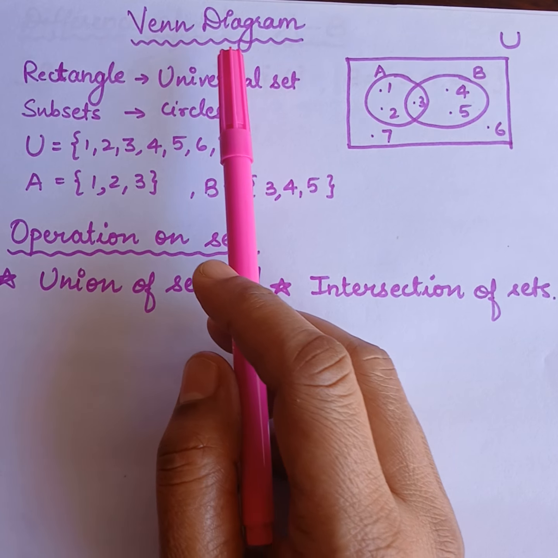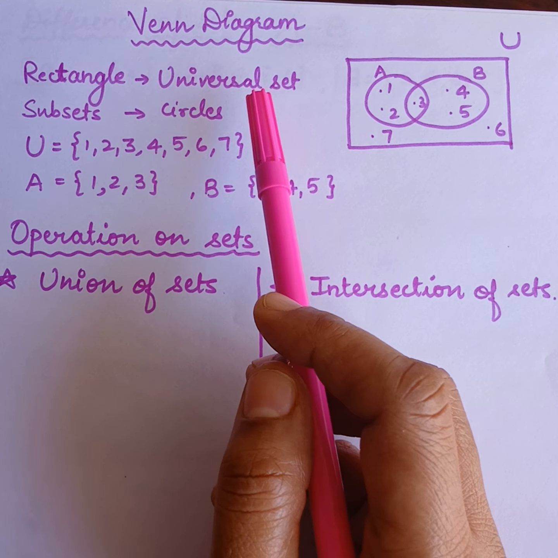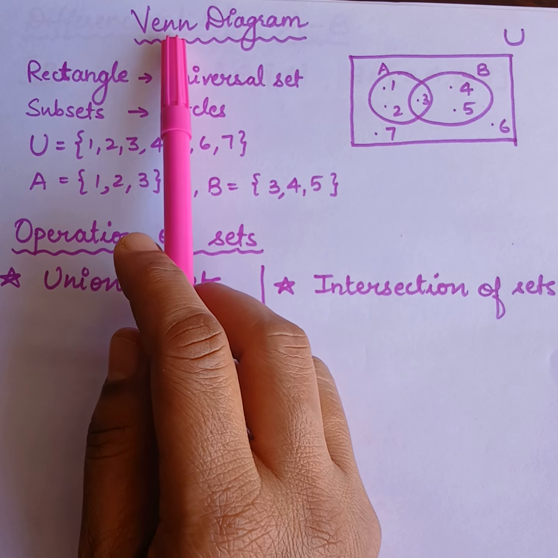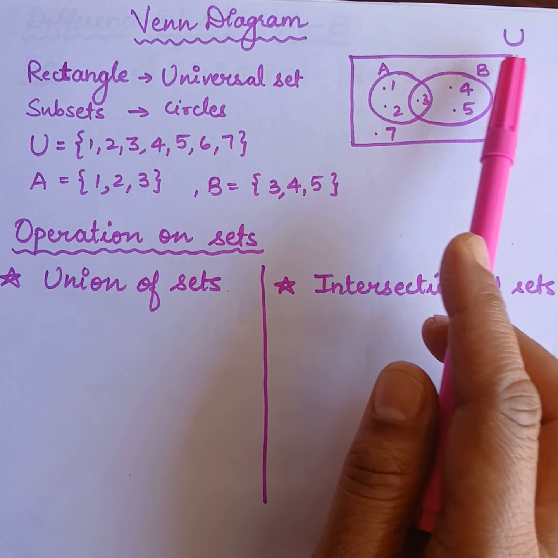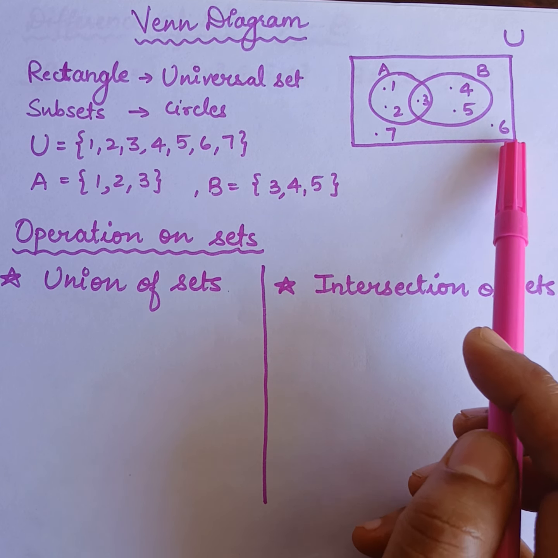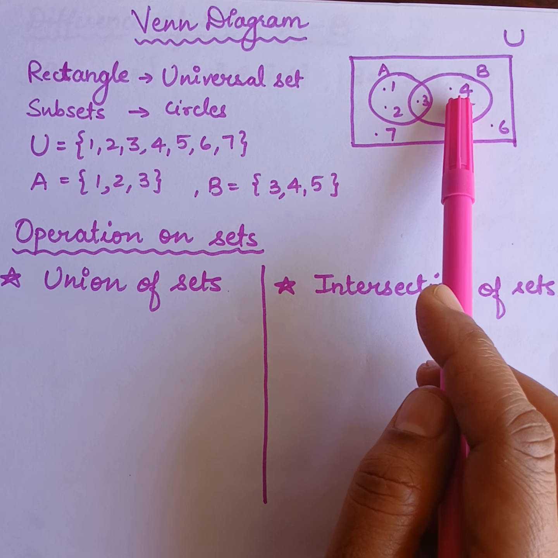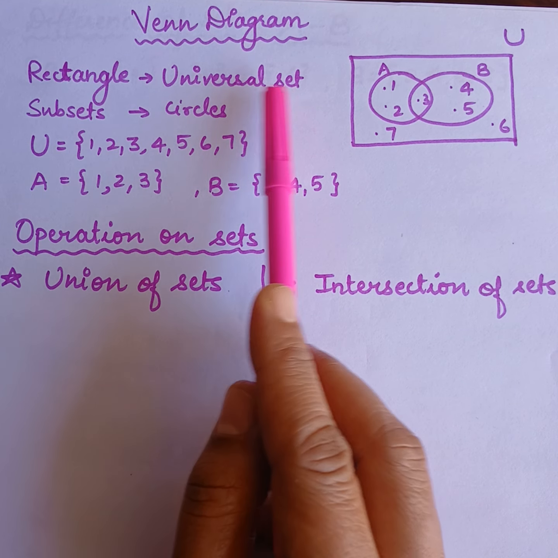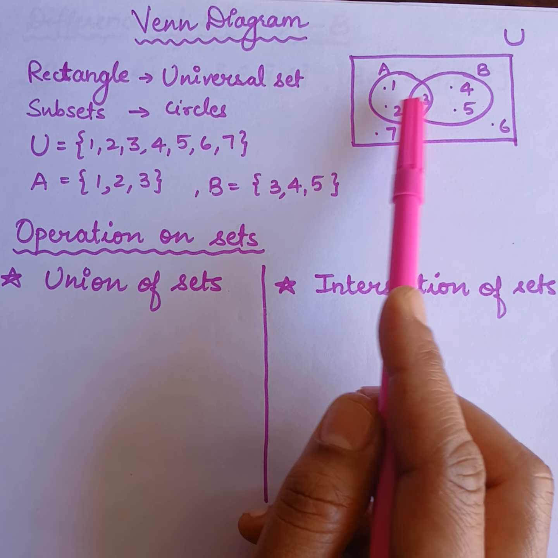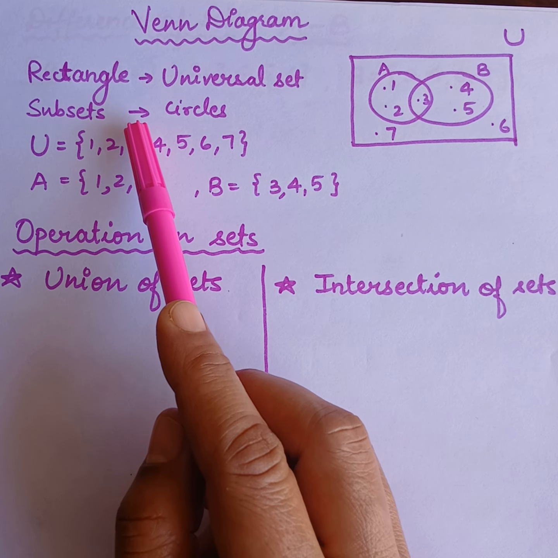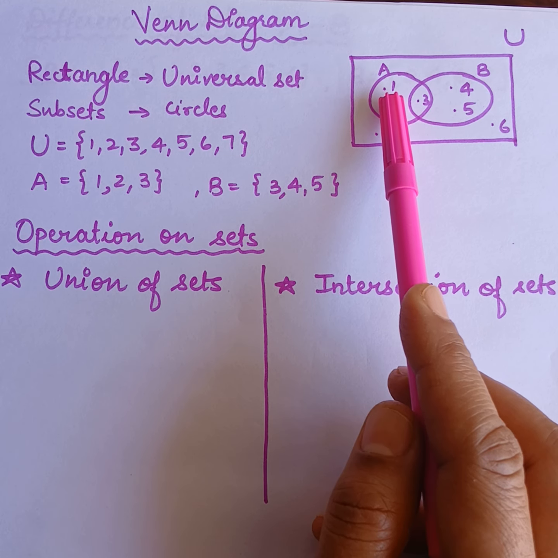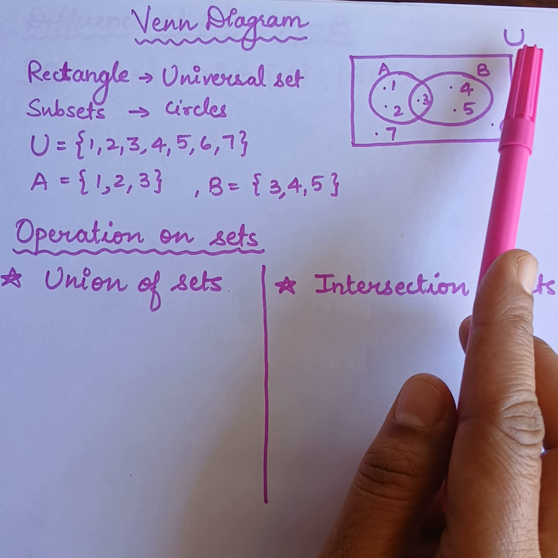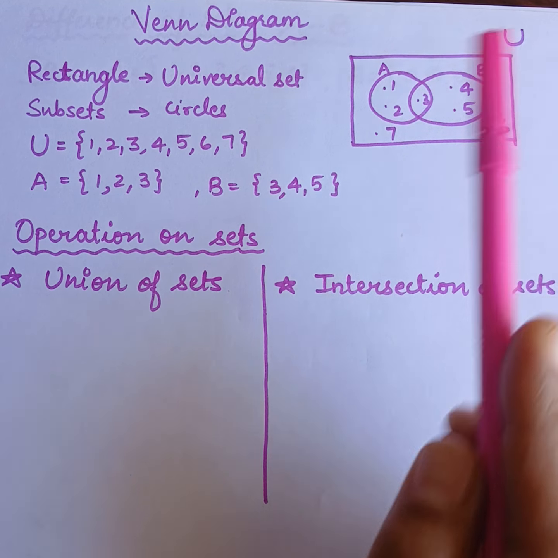Before starting exercise 1.4, let us understand a few terms which we are going to use in this exercise. First is the Venn diagram, in which we use a rectangle and circles. Rectangles are used to represent the universal set, and circles are used to represent subsets of the universal set. Like here, A and B are subsets of the set U, where U is the universal set.